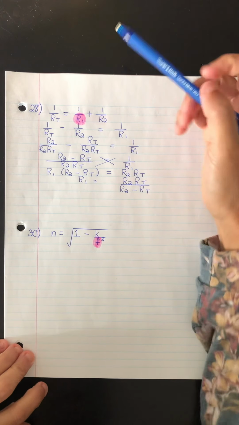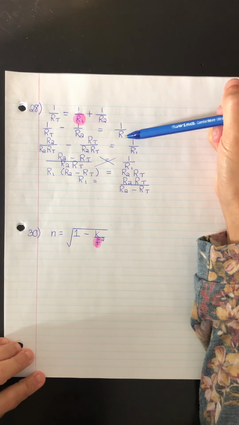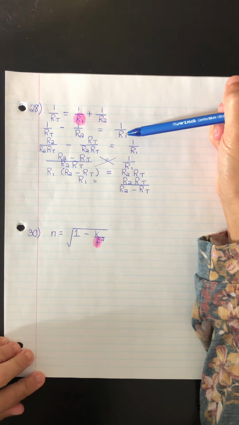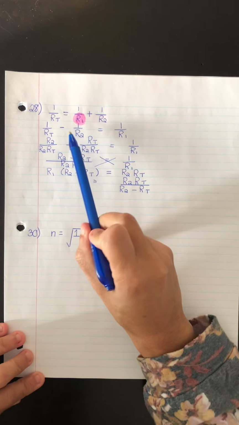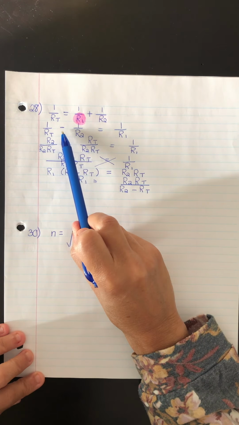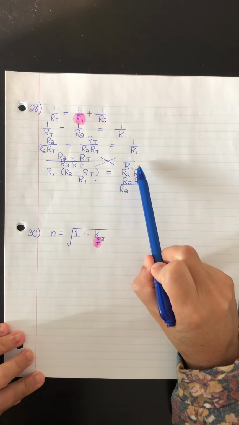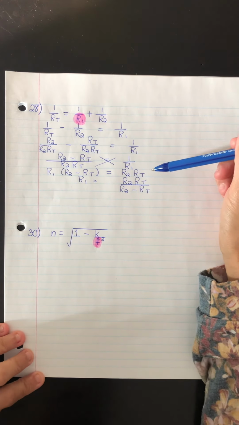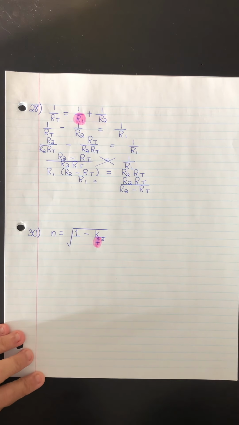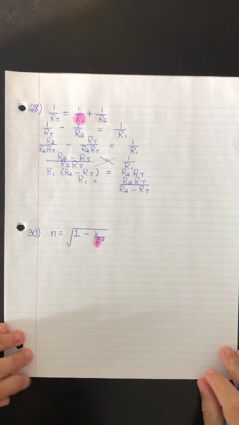Okay, so again, first we isolated 1 over R1, and then the key to solving this was to get a common denominator so we could subtract the fractions. Once we had a single fraction on the left and right, we had a proportion, so we used cross multiplication, and then we isolated R1.